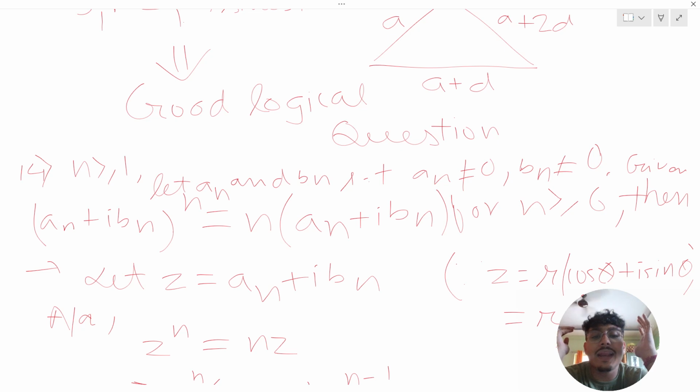So let an and bn be such that an is not equal to 0 and bn is not equal to 0. We are given (an plus ibn) whole to the power n is basically n into (an plus ibn) for n greater than or equal to 0.